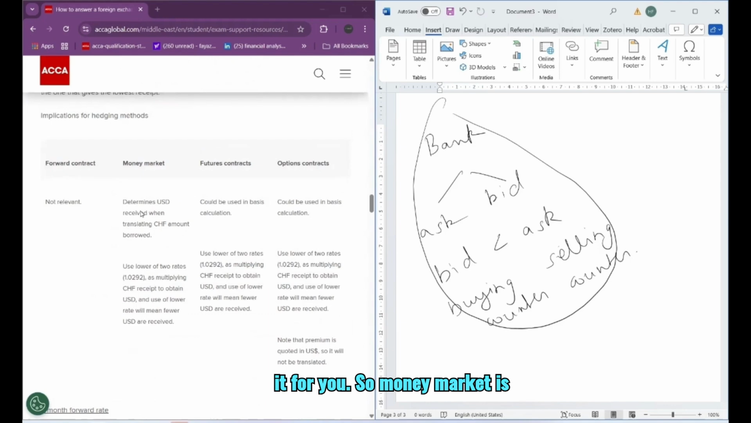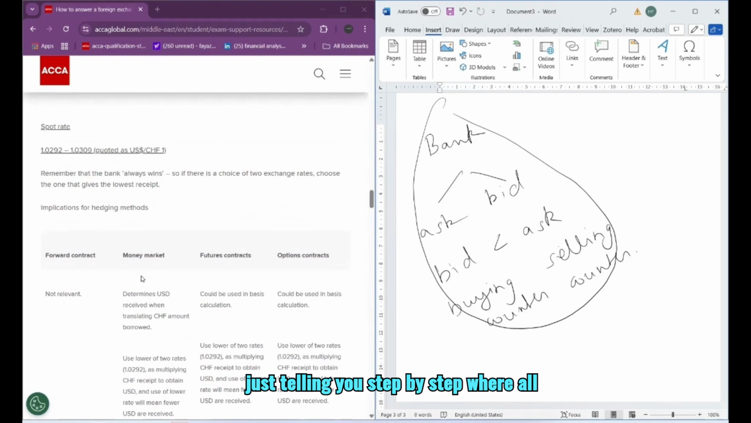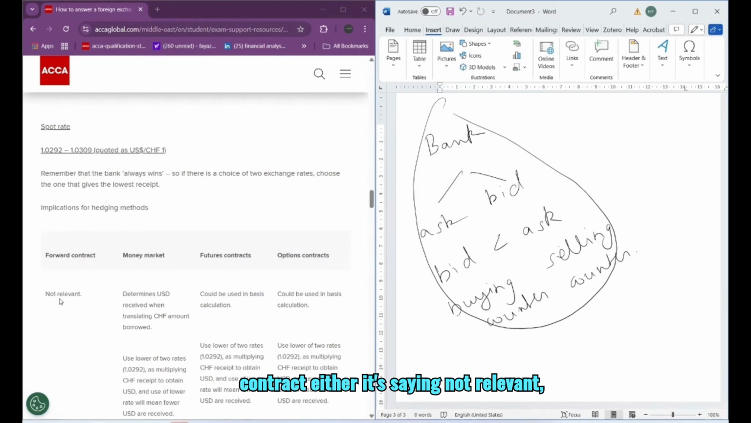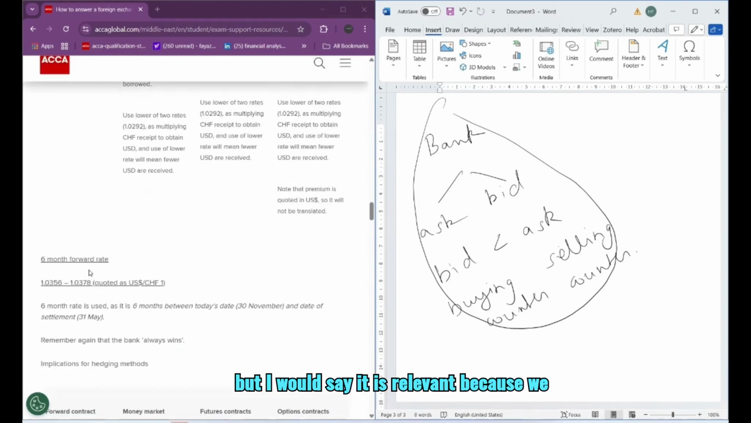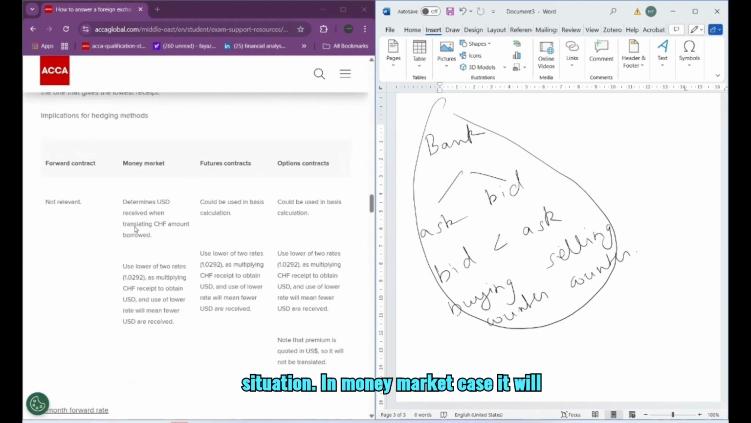So money market is determining USD receiving when translating CHF amount borrowed. So it is just telling you step by step where all we will use this concept of bank winning always. Right? So in forward contract, either it's saying not relevant, but I would say it is relevant because we are going to use one of the bid and ask rate. So we are going to use 1.0356, the bid rate, because the bank will win in this situation. In money market case, it will use the lower of two rates when you're converting.